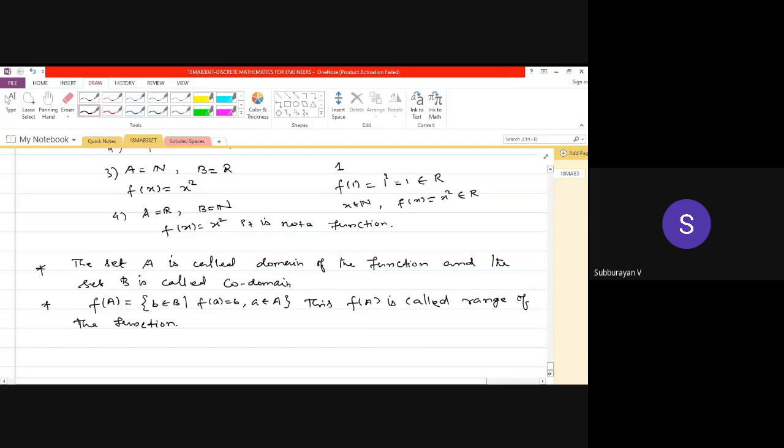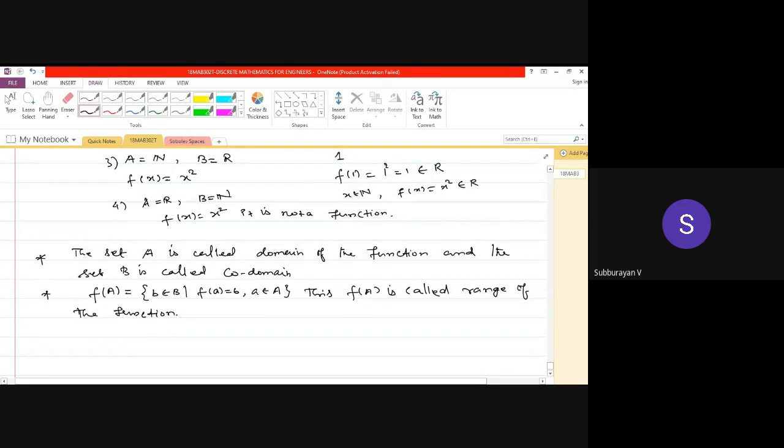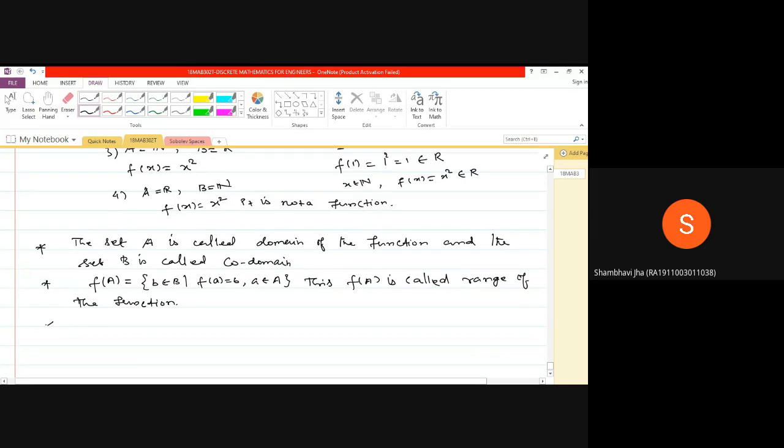Is it clear, guys? What is the difference between codomain and range? Which one is a superset? Which one is a subset? Codomain is superset and range is subset. Very good. See, that is f of A. F of A is always a subset of B.